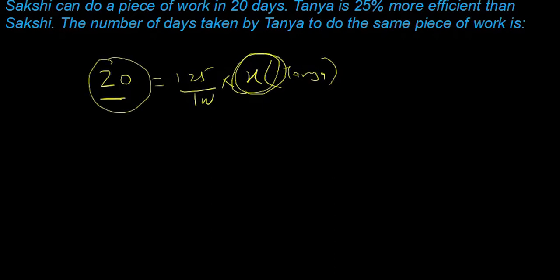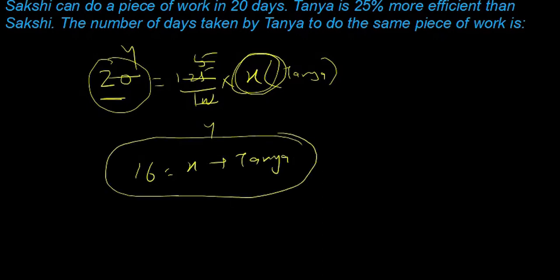Let's cut it. 5 5s are 25, and 5 4s are 20, so 4 4s are 16. So how many days does Tanya require to complete the work? It is 16 days. The number of days taken by Tanya to do the same piece of work is 16 days. So I think this is also an easy question, you can say a question of percentage actually. So 16 days are required by Tanya.